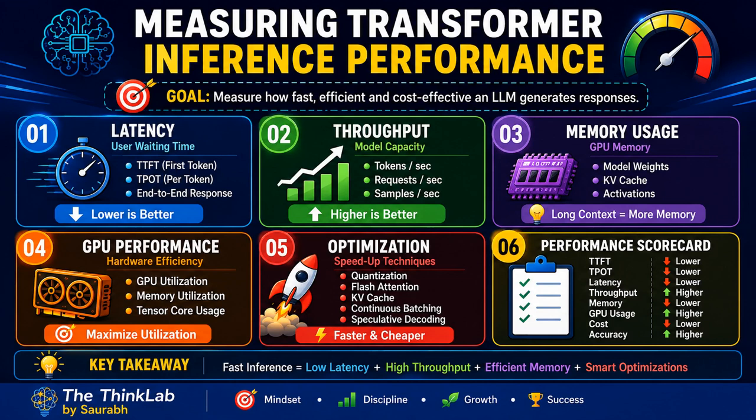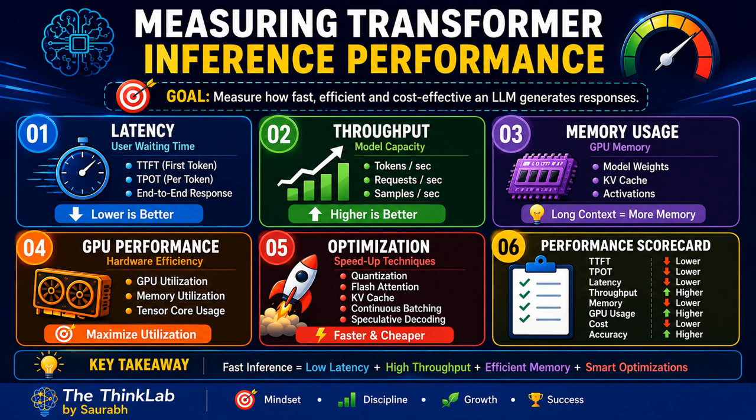Every time you ask a question to ChatGPT, inference happens in the backend. Every time Gemini writes an answer, inference happens. Every AI chatbot, coding assistant or translation system performs inference. So the question is, how do you know if our inference system is good? We measure it using several performance metrics. Let's understand each one step by step.